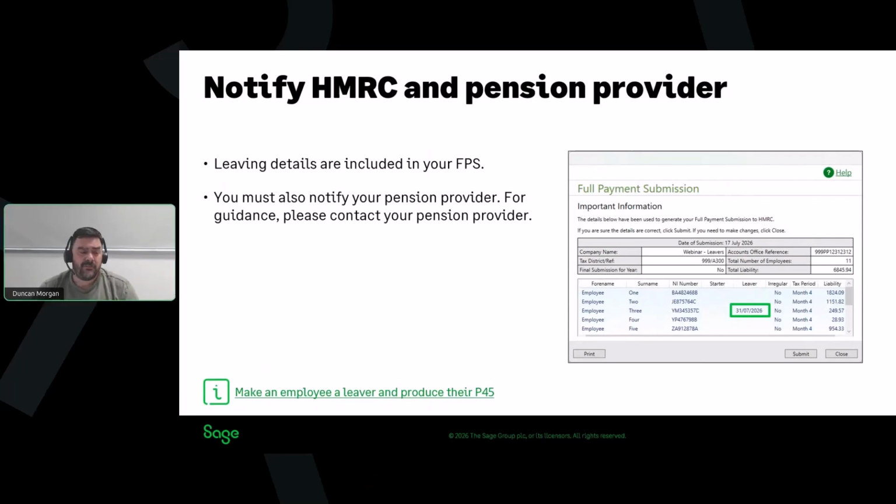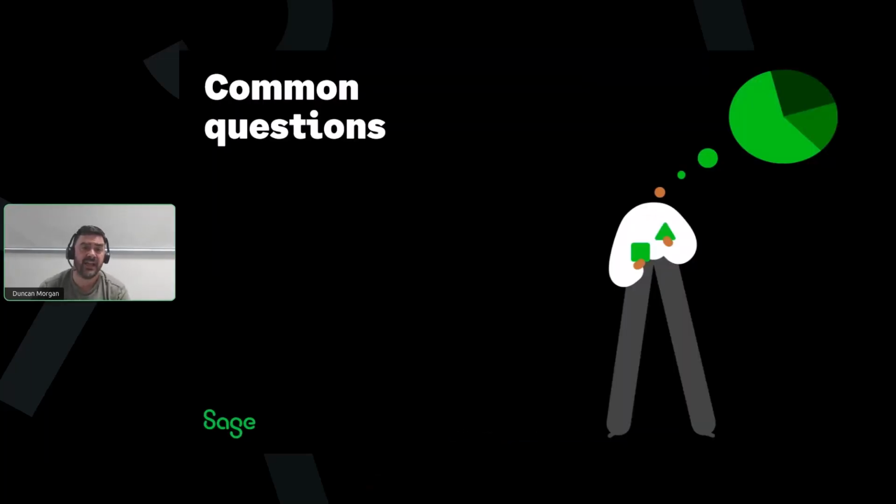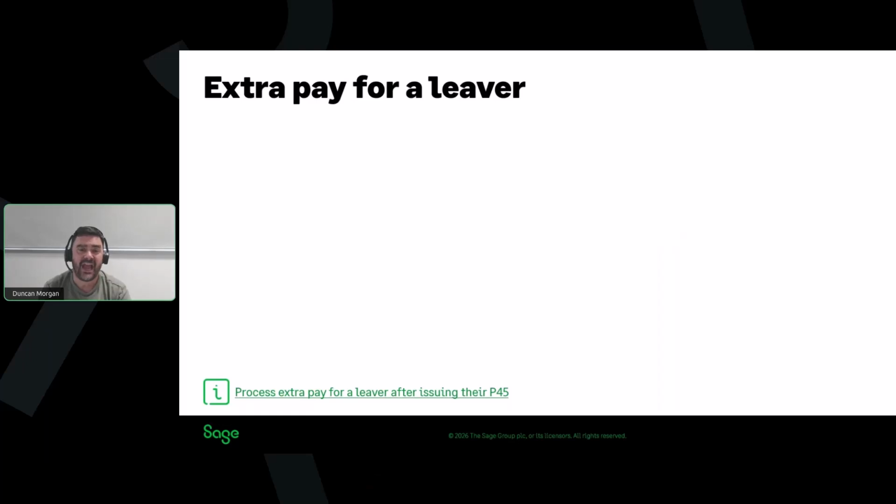So now you know the basics of making an employee a leaver. We're just going to finish off by running through some common scenarios, some common questions that we get around leavers. The first one is dealing with an extra payment for a leaver. If you ran the leaver wizard, you've issued the P45, and you then realise that there are extra payments to be made, that can be processed in payroll, but the exact steps you follow will depend on when that extra payment will be made.